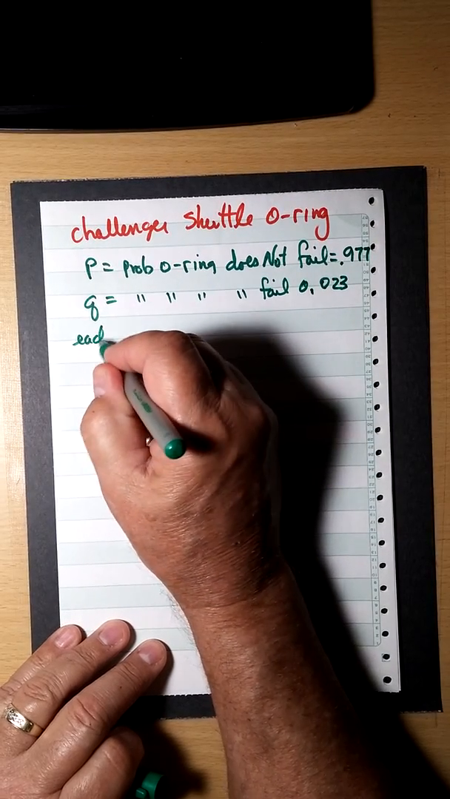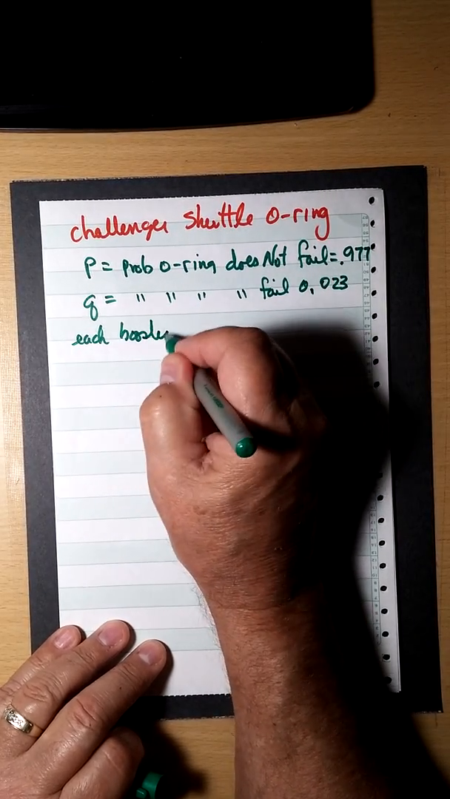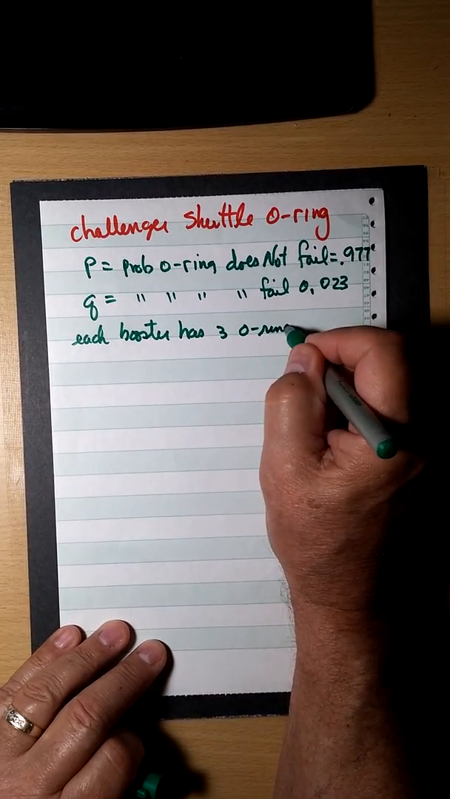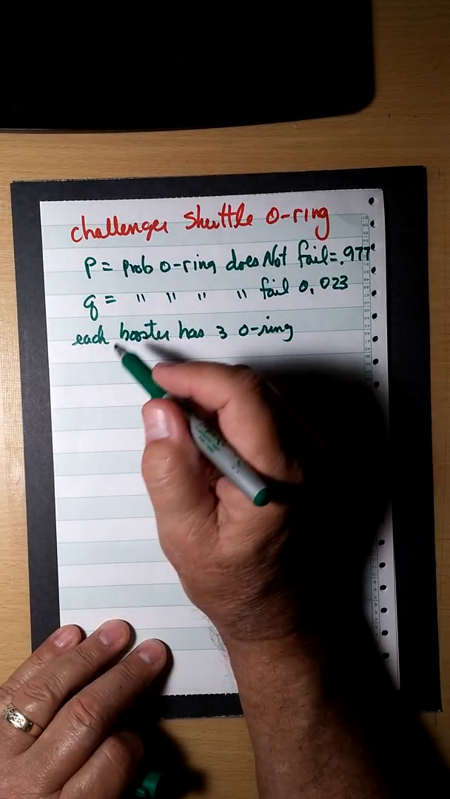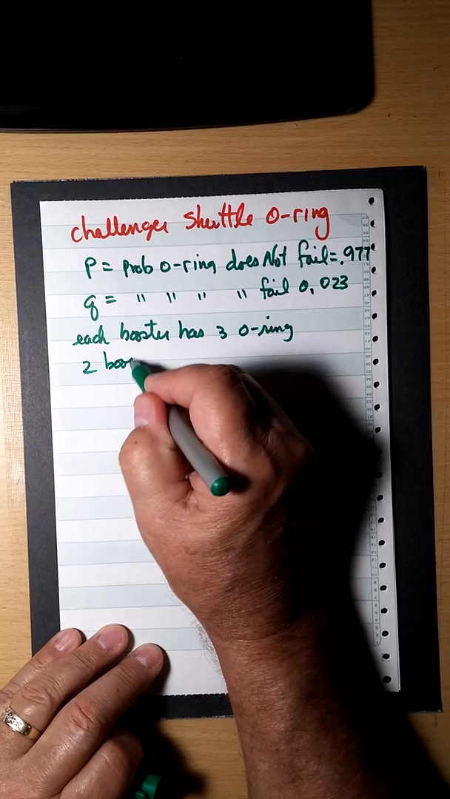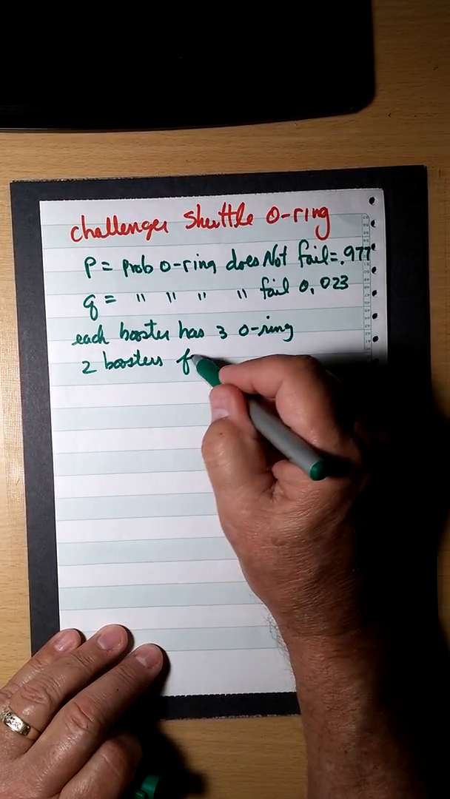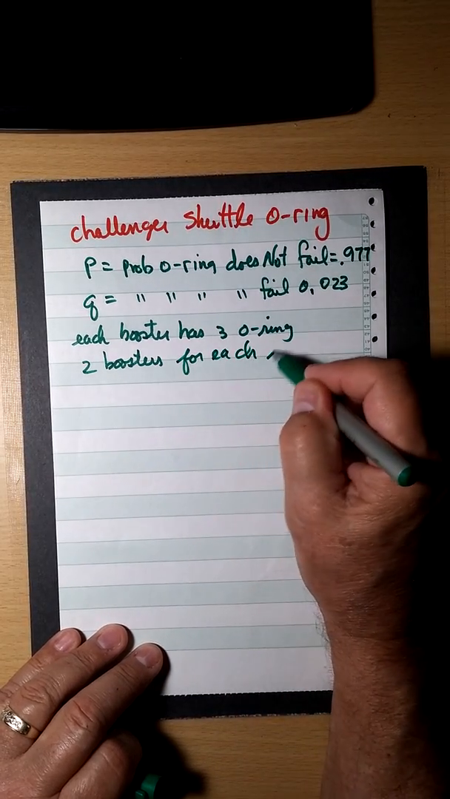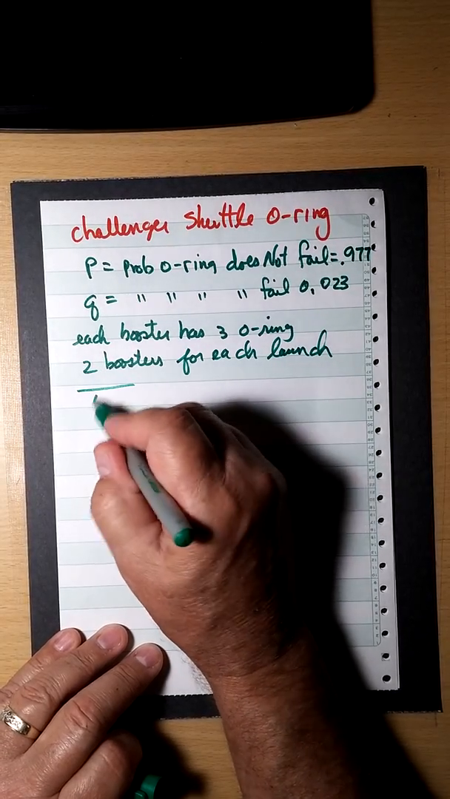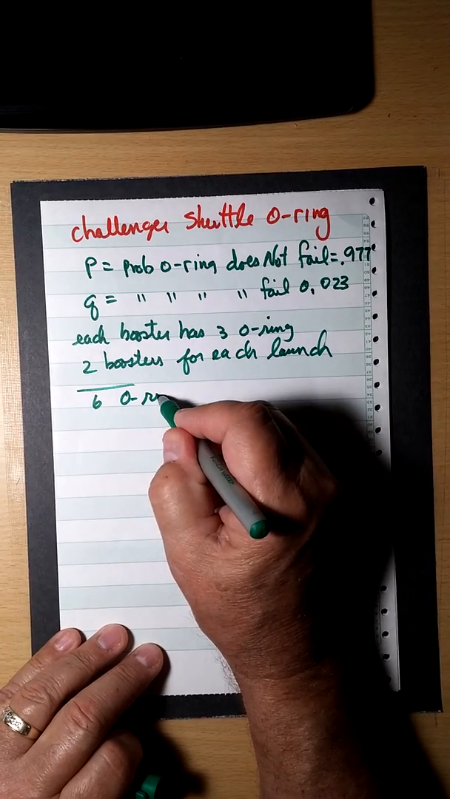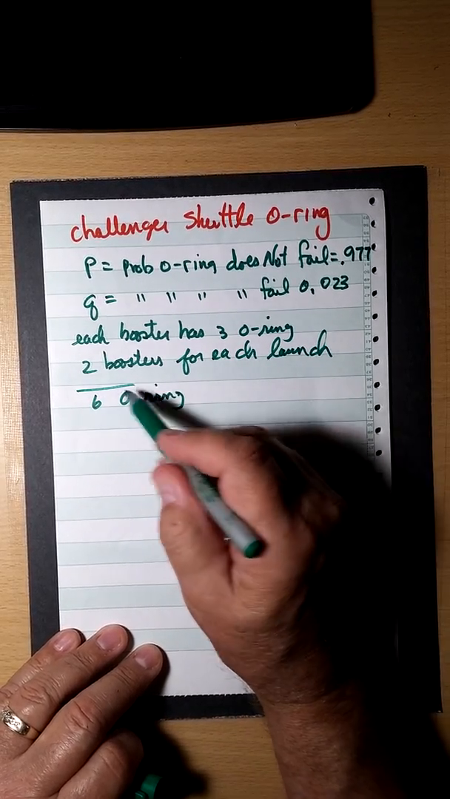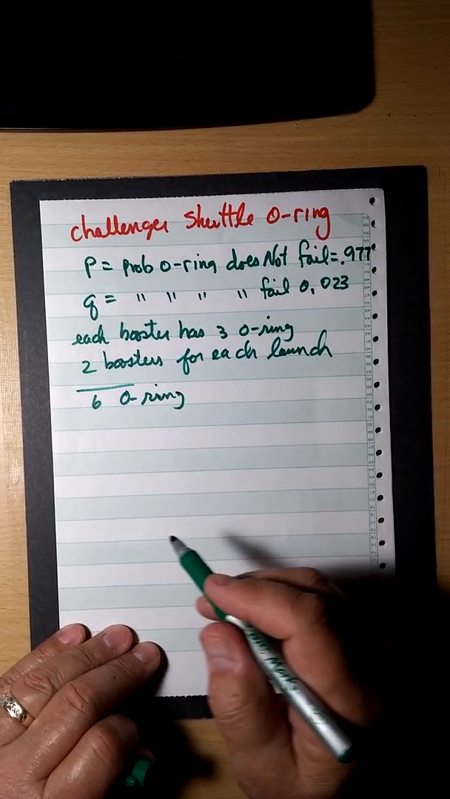Suppose each booster has 3 O-rings. And there are 2 boosters for each launch, which gives us 6 O-rings. An O-ring is really just what it is, like a rubber gasket in the shape of an O.